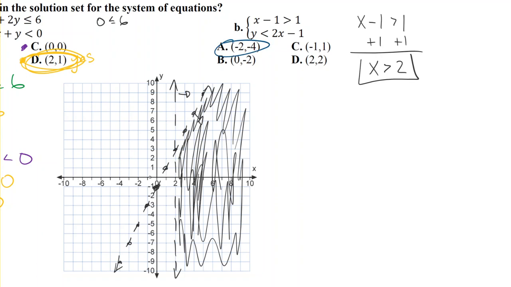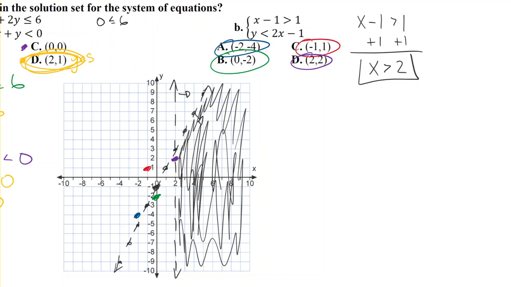negative 2, negative 4. Looks like we're just not even close. 0, negative 2. That doesn't look like that's going to work either. Negative 1, 1. I say no to that. And 2, 2. I say no to that as well. Did I make a mistake somewhere?